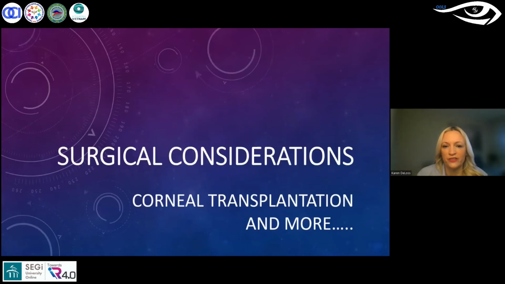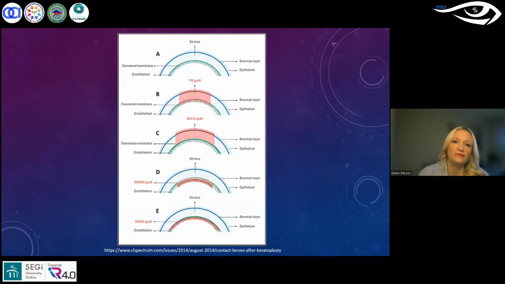Again, more surgical considerations: corneal transplantation. This is a schematic looking at all the different layers, and basically that's what it comes down to. What part of the cornea? Penetrating keratoplasty is the entire cornea. DALK is going to be the anterior lamellar, so just a little bit farther into the stroma. And then your DSEK and DMEK are going to be the endothelium.